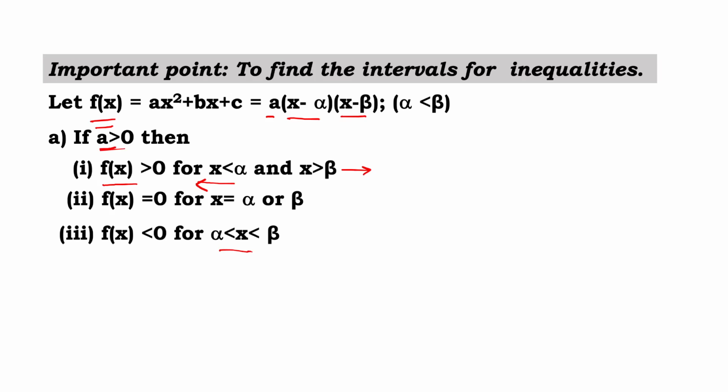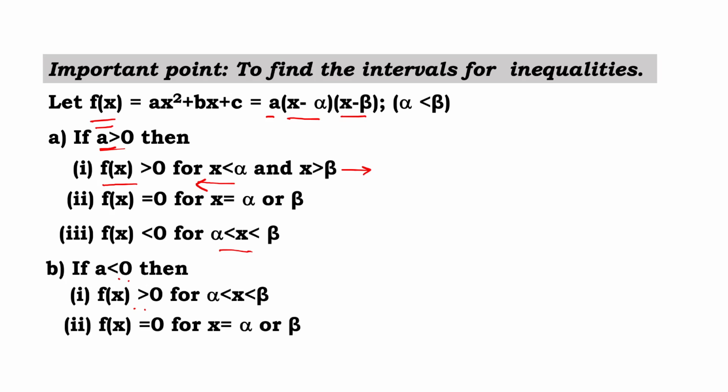Similarly, for a less than 0, the signs will be opposite of these. Between alpha and beta, f(x) will be greater than 0, and f(x) will be 0 at alpha and beta, and f(x) will be less than 0 when we go beyond the roots, greater than beta or less than alpha. But in a graph we can understand this very easily, and we can use the graph also.